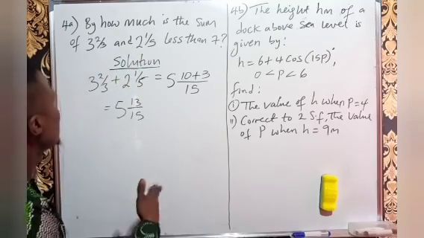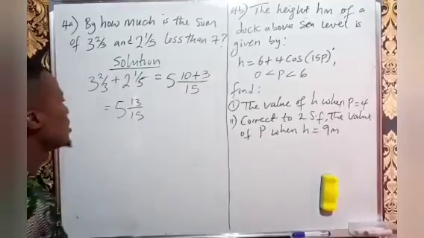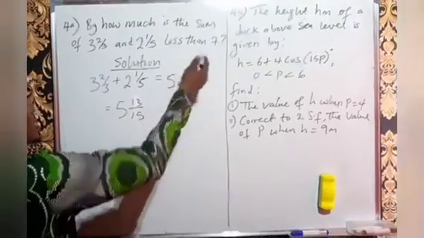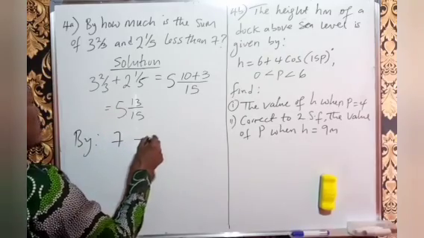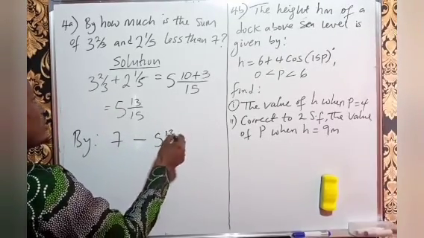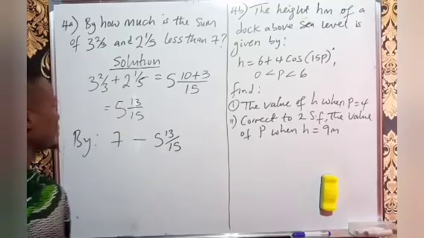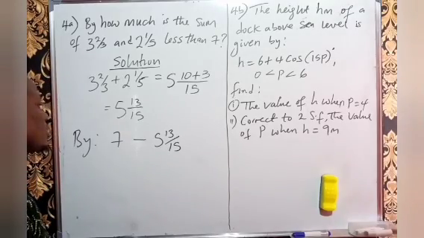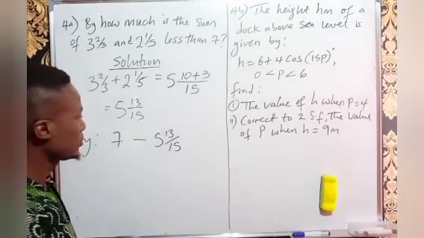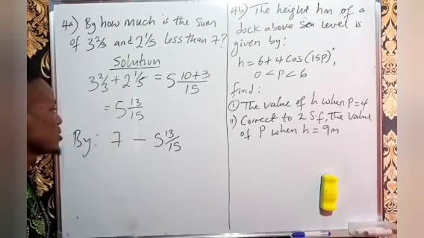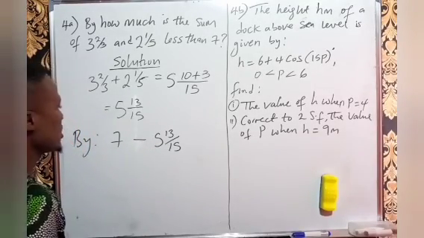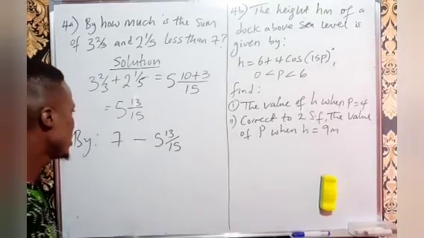And they say, by how much is the sum of this less than this? So the sum of this is less than 7 by 7 whole number minus 5 whole number 13 over 15. Okay, now how do we do this? You cannot just come and say 7 minus 5 and write 2, that is wrong. So what I want you to do is look at the trick you have to use to overcome this.